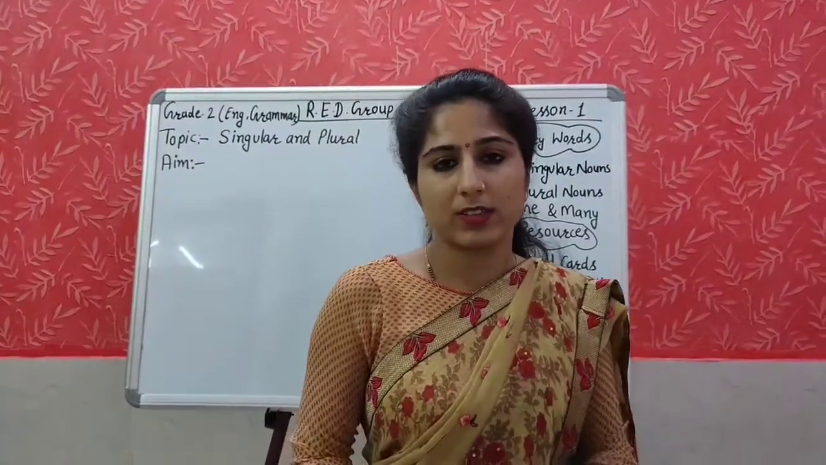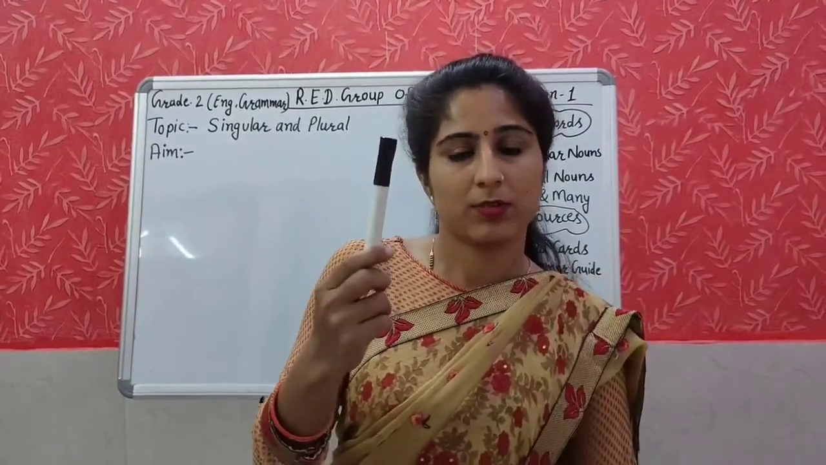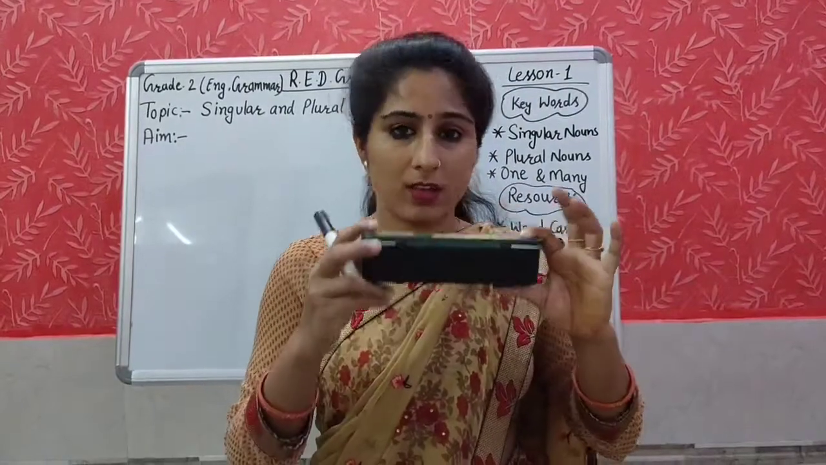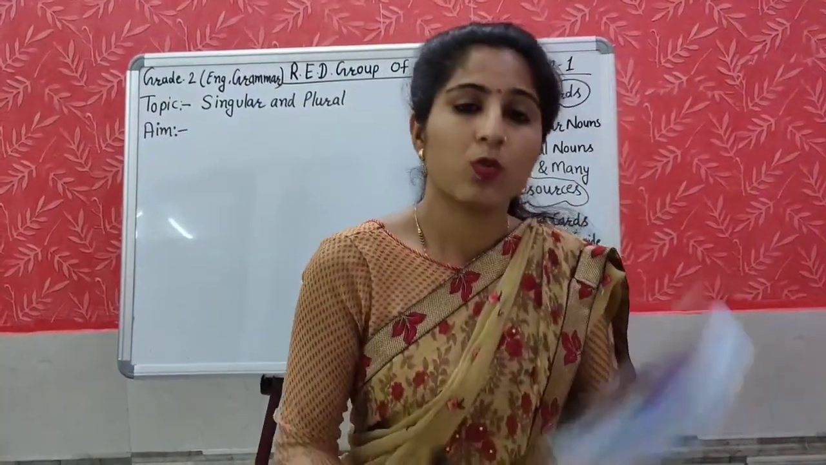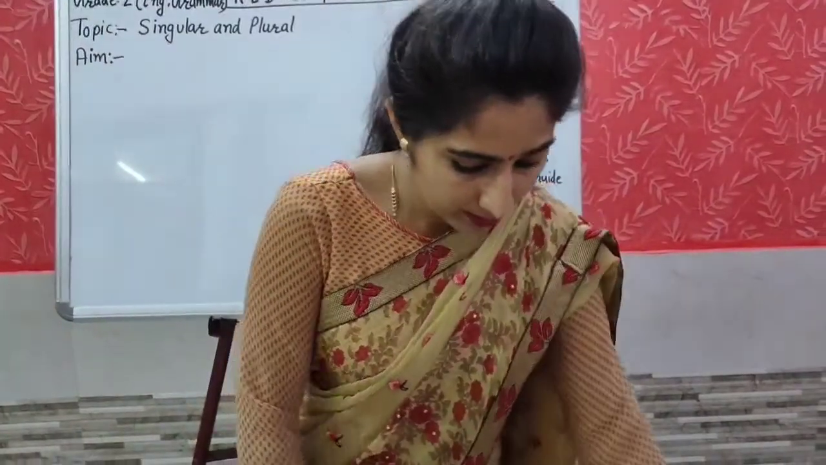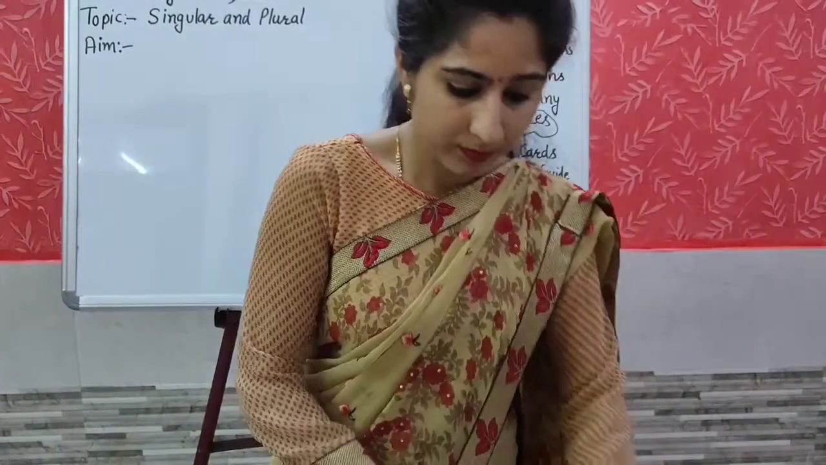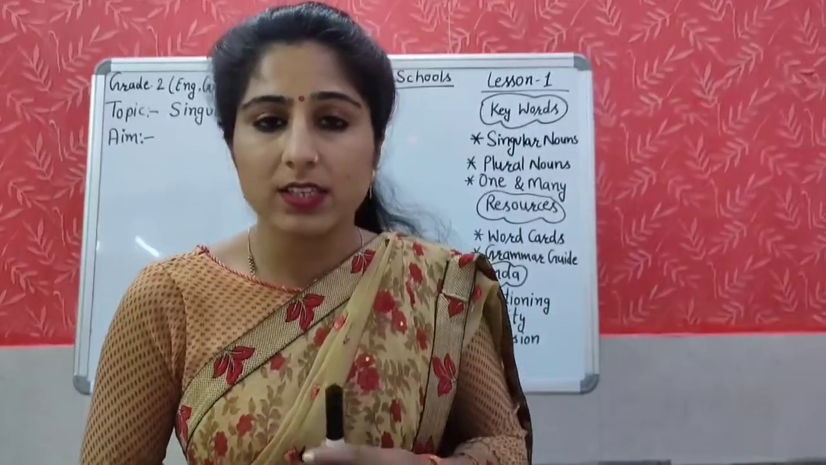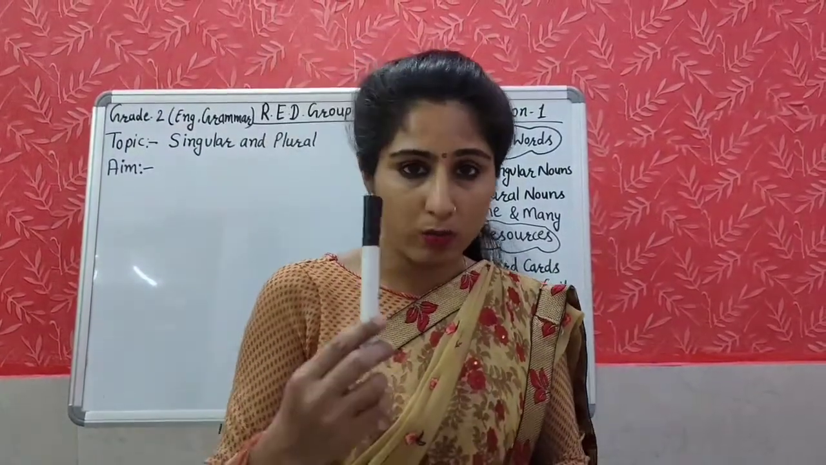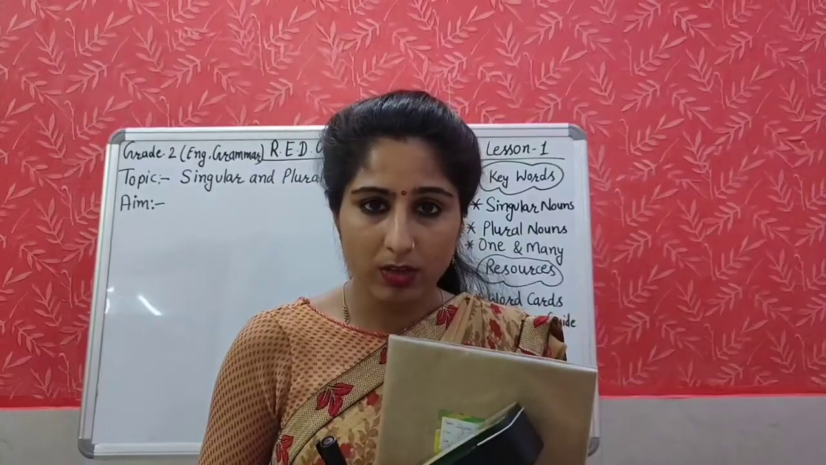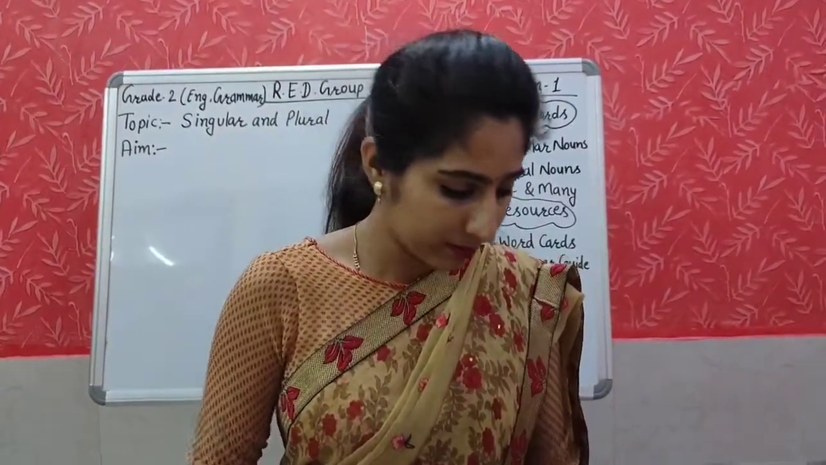Yes students, now look at this thing. What is this? Marker. What is this? A box. What is this? A book. Okay, so what is each thing called? Yes, what is each thing called? One only. One marker, one box, one notebook. These are one thing only, means one.